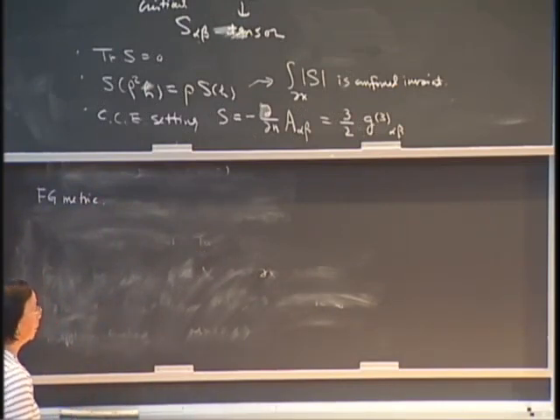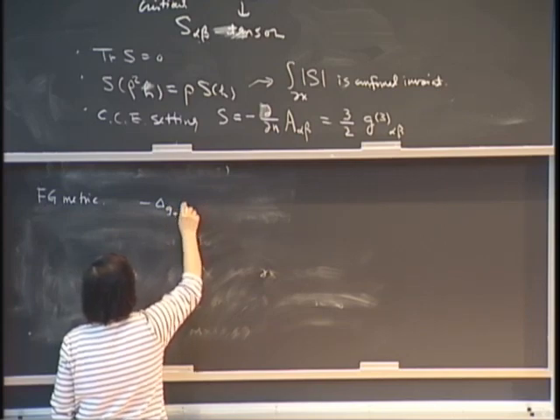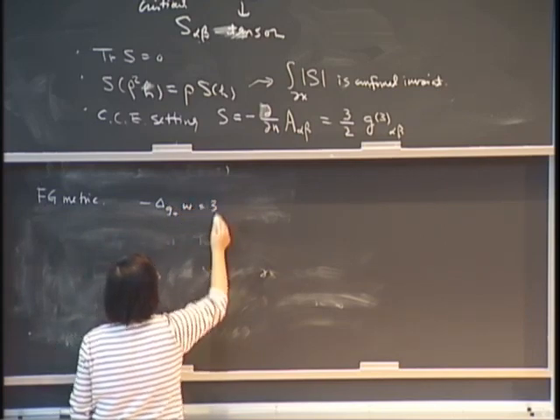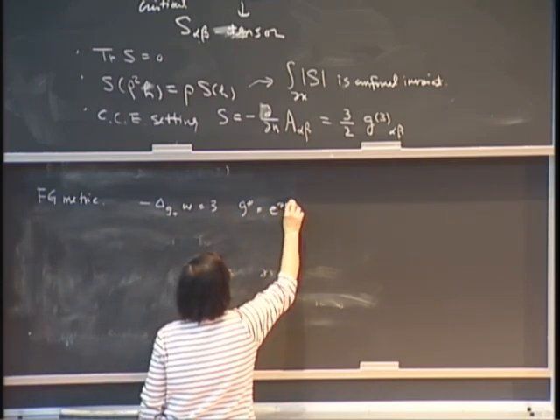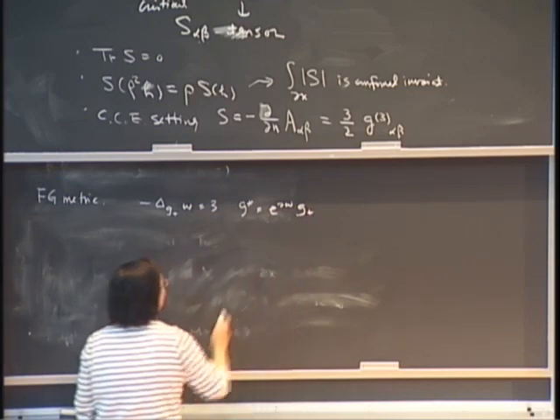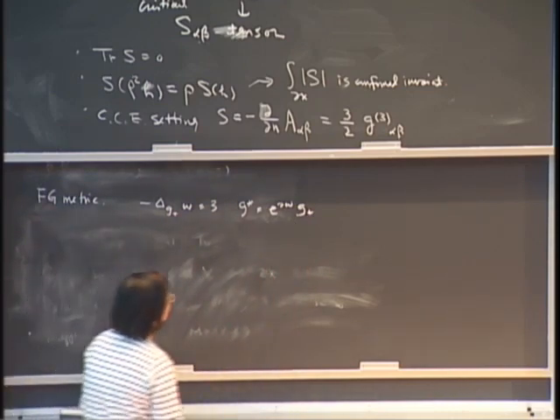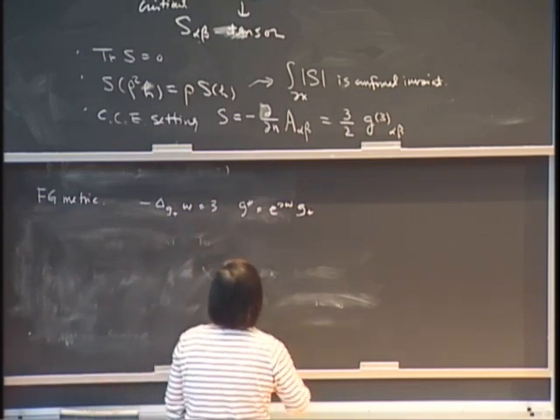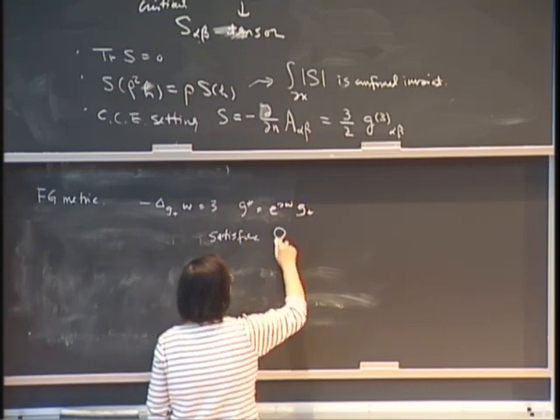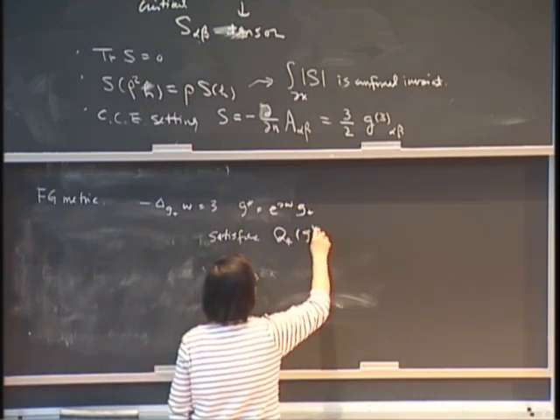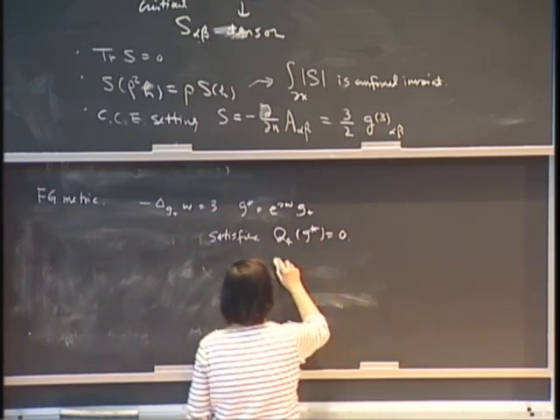The key property of the Fefferman-Graham metric in this regard is, suppose we solve this with n equal to 3, and then we look at the metric, which is e^{2w} g plus... Then this metric satisfies the condition that Q4 of the metric g star is equal to 0. So what is this Q4 metric?